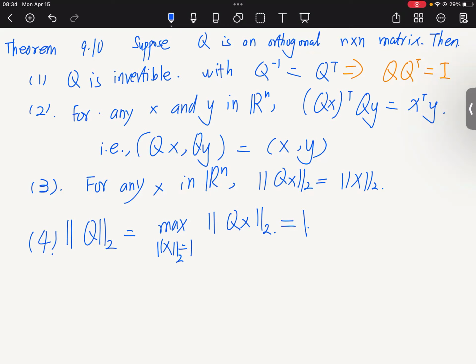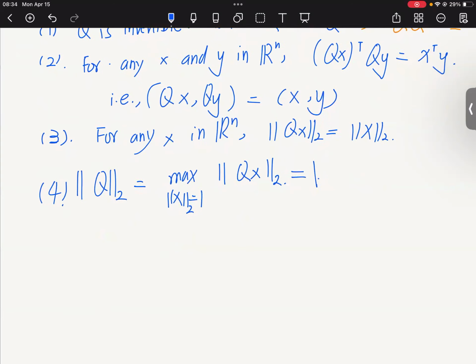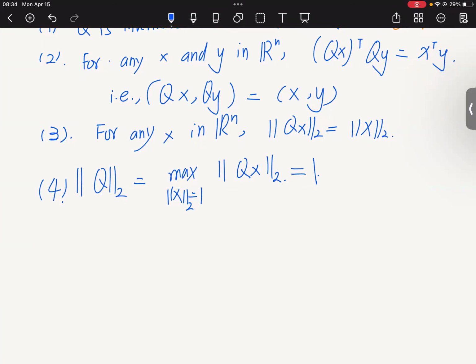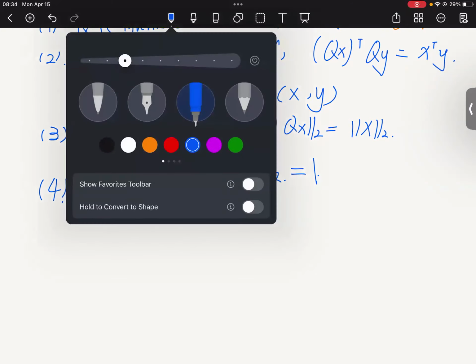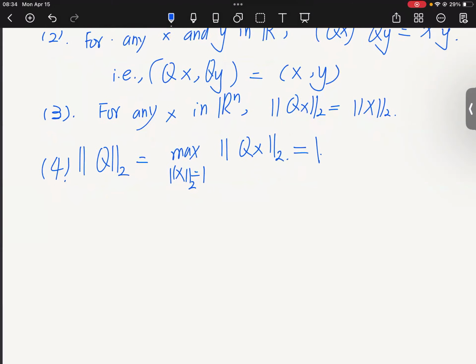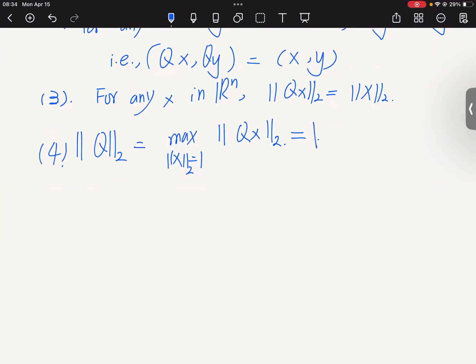Any questions so far? The properties. And we might use these properties later on because this is all about similarity. The similarity is, so I'm going to give you the definitions based on the orthogonal matrix here. Okay, good.